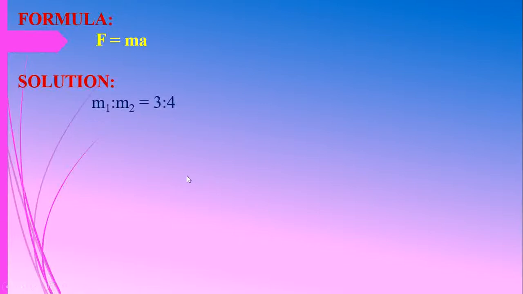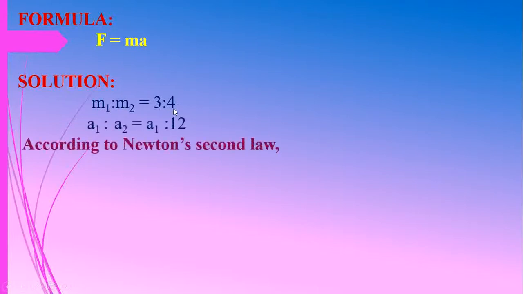So the formula is F equals ma. The formula to find the acceleration is F equals ma. So we have to find the solution for this problem. m1 is to m2 is equal to 3:4. a1 is to a2, that is a1 is to 12. a1 is what we are going to find out.